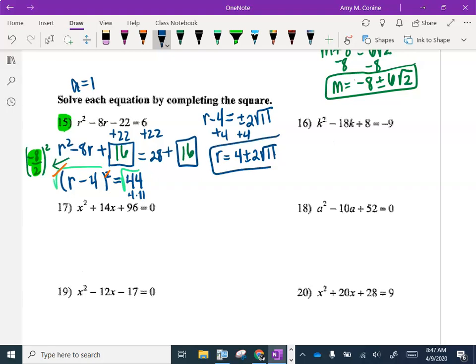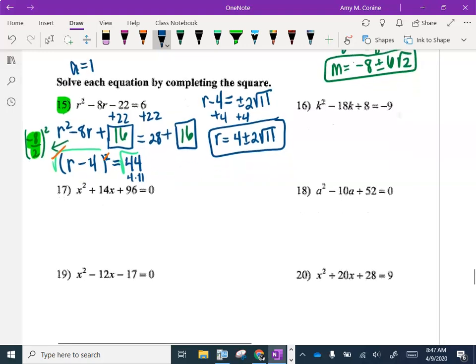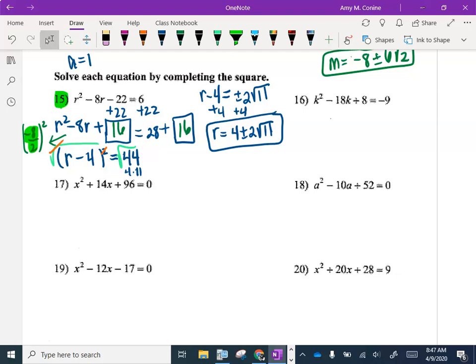And I remember at the beginning of this unit, I told you you're not going to have pretty numbers. That's exactly what you have. You have not pretty numbers, but you do have 2 solutions. And that's what you would do for completing the square. You'd have your plus boxes.